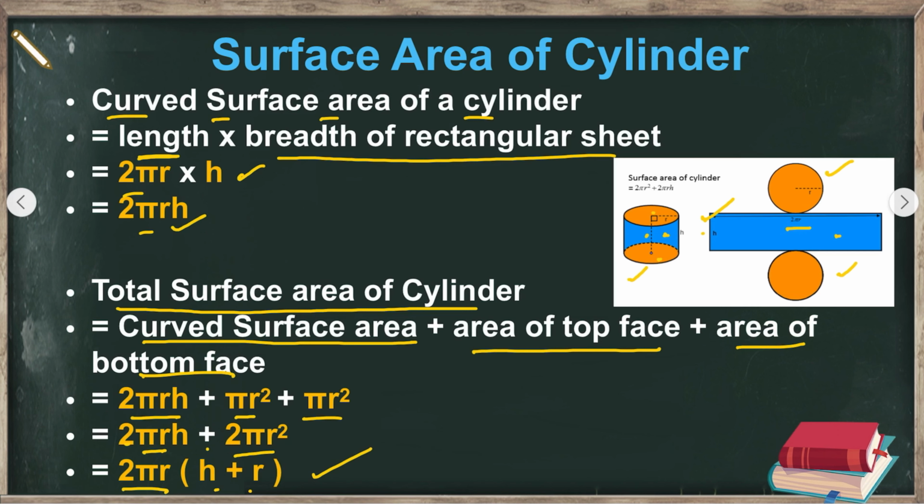So here we have two formulas. First one is the curved surface area, in short we call it CSA, which stands for curved surface area. And then we have total surface area, which is in short called TSA. In the case of a cylinder, when we talk about the curved surface area, we are taking only the lateral face, and when we talk about the total surface area, we are including the top and the bottom face with the lateral surface.